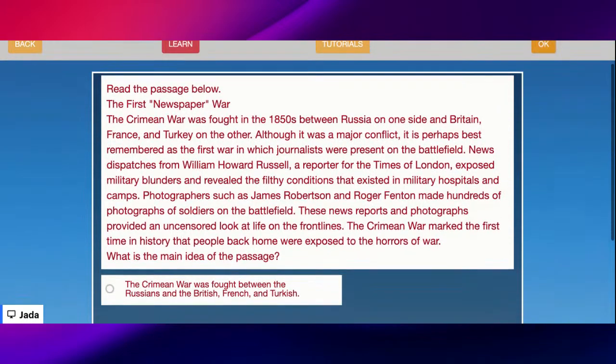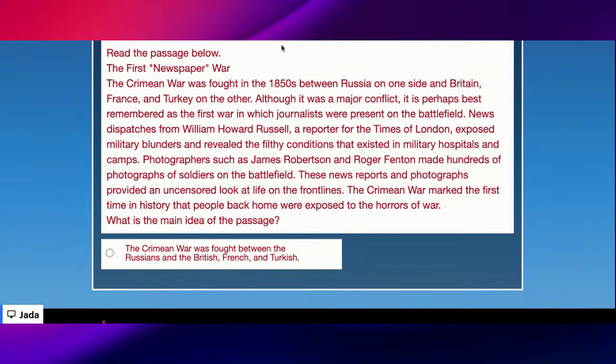Then we have the first newspaper war. The Crimean War was fought in the 1850s between Russia on one side and Britain, France, and Turkey on the other. Although it was a major conflict, it is perhaps best remembered as the first war in which journalists were present on the battlefield. News dispatches from William Howard Russell, a reporter for the Times of London, exposed military blunders and revealed the filthy conditions that existed in military hospitals and camps. Photographers such as James Robertson and Roger Fenton made hundreds of photographs of soldiers on the battlefield.